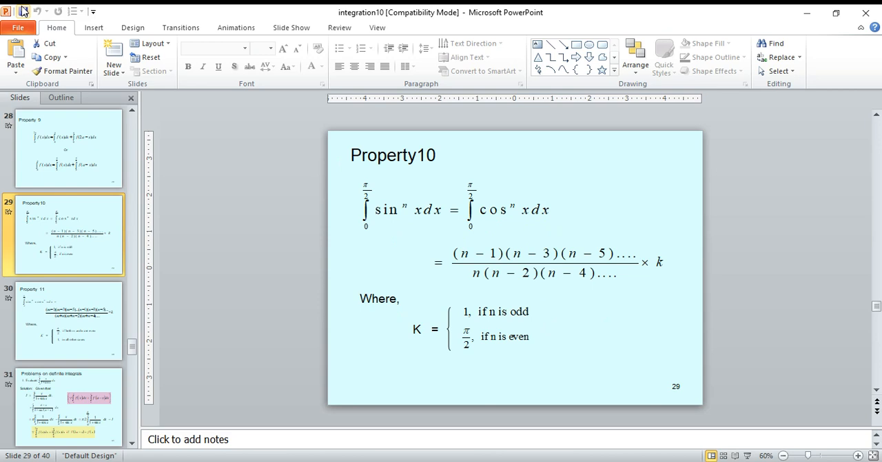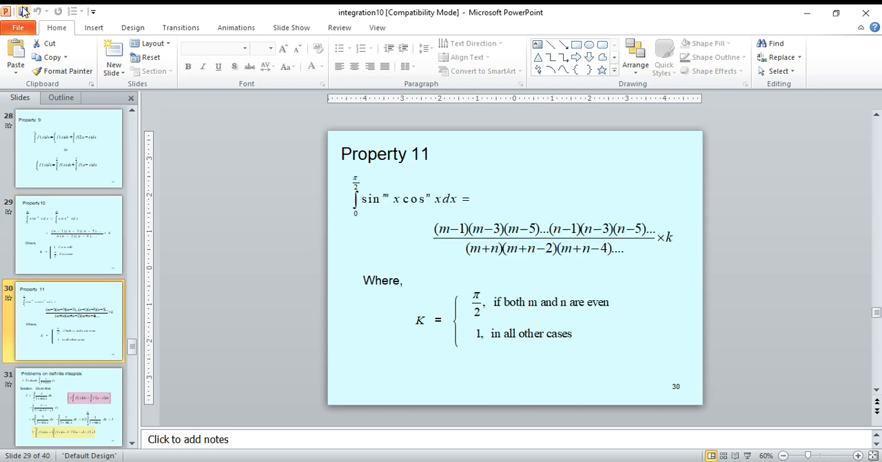Property 10. Integration 0 to pi by 2 sin power n x dx is equal to integration 0 to pi by 2 cos power n x dx, which equals (n minus 1)(n minus 3)(n minus 5) and so on, divided by n(n minus 2)(n minus 4) and so on, into k, where k equals 1 if n is odd, and k equals pi by 2 if n is even.